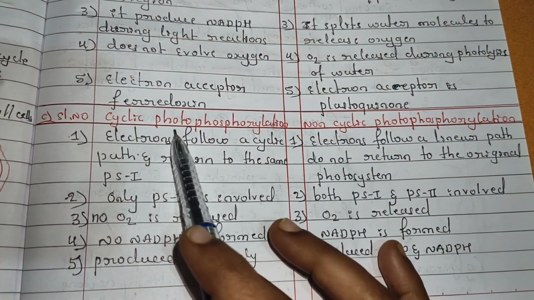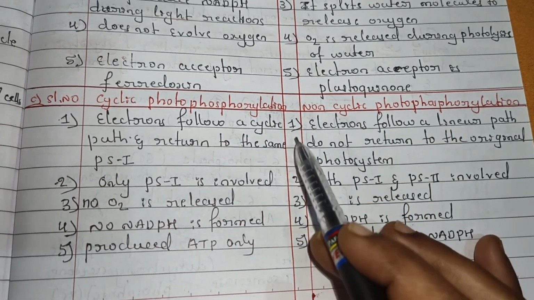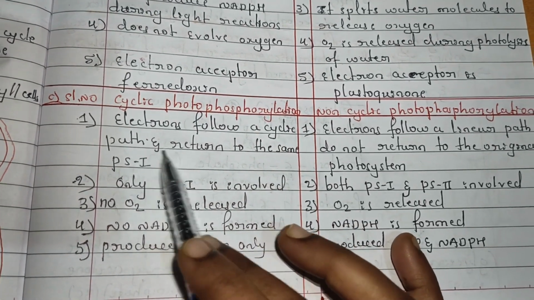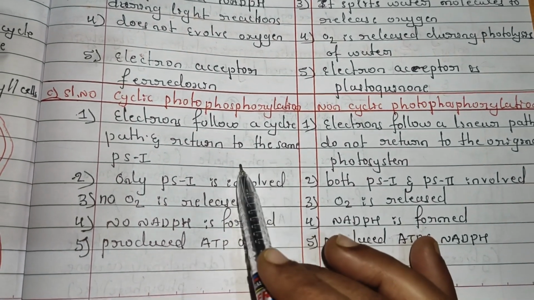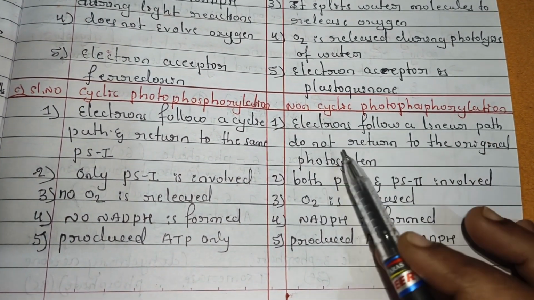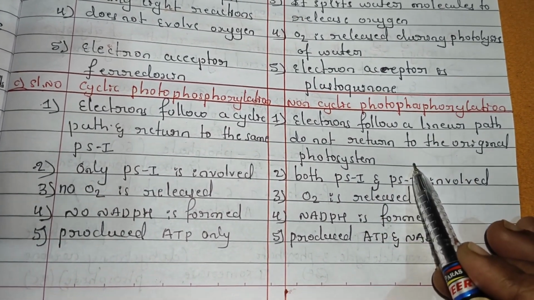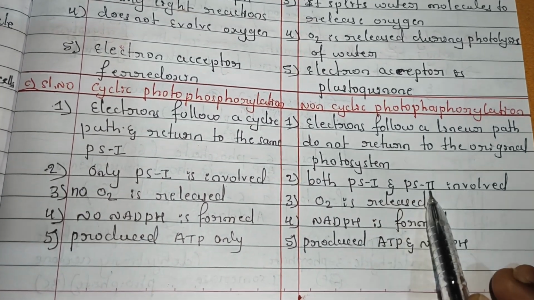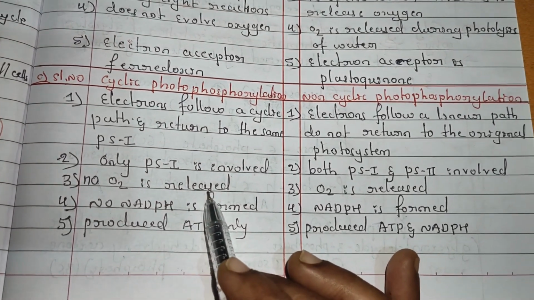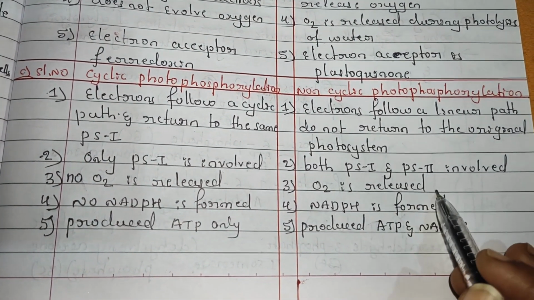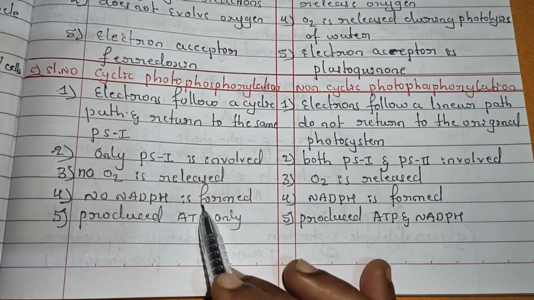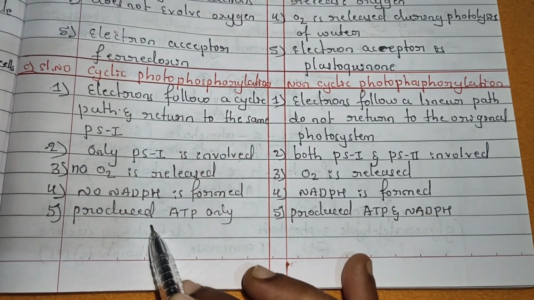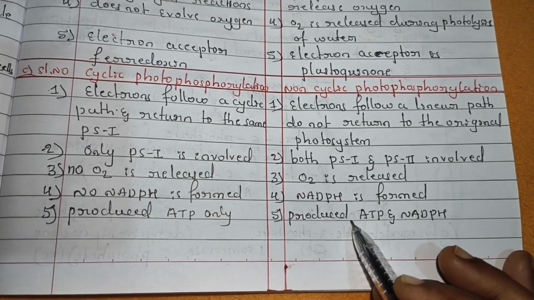And next is the difference between cyclic and non-cyclic photophosphorylation. These are the points. First point, in cyclic, electrons follow a cyclic path and return to the same PS1. In non-cyclic, electrons flow in a linear pathway and do not return to the original photosystem. Cyclic contains only photosystem 1, but non-cyclic contains photosystem 1 and photosystem 2. In cyclic photophosphorylation, no oxygen is released. In non-cyclic, oxygen is released. In cyclic, no NADPH is formed, and in non-cyclic NADPH is formed. In cyclic photophosphorylation, only ATP is produced, but in non-cyclic they produce ATP plus NADPH.